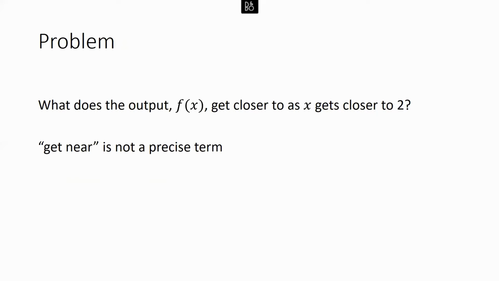Getting closer or getting near something is not very precise language, especially when we're talking about a subject as precision-oriented as math. Does getting close mean it's within 1 unit? Does getting close mean we're within 1/10 of a unit, 100th of a unit? What does get near actually mean?